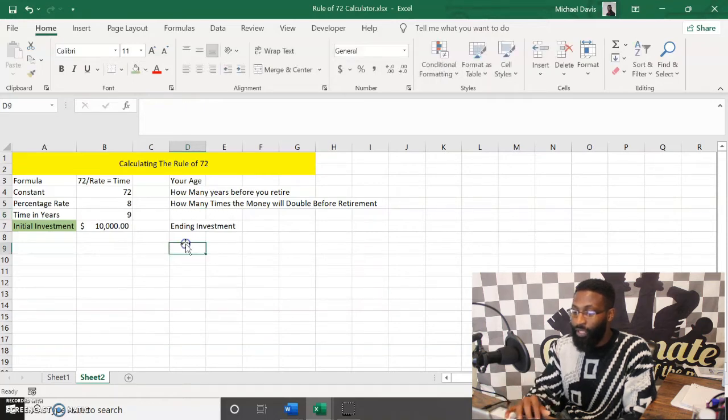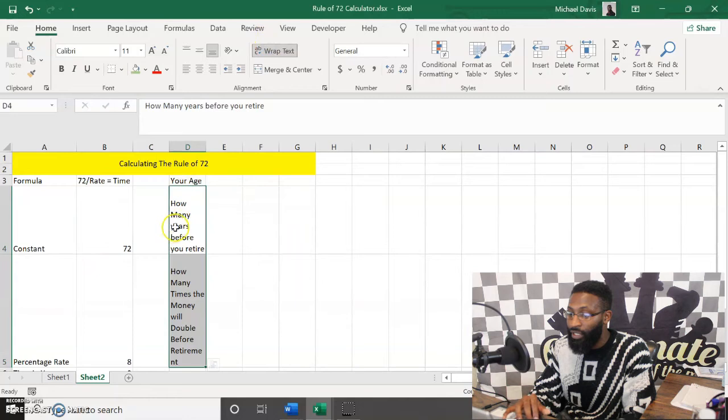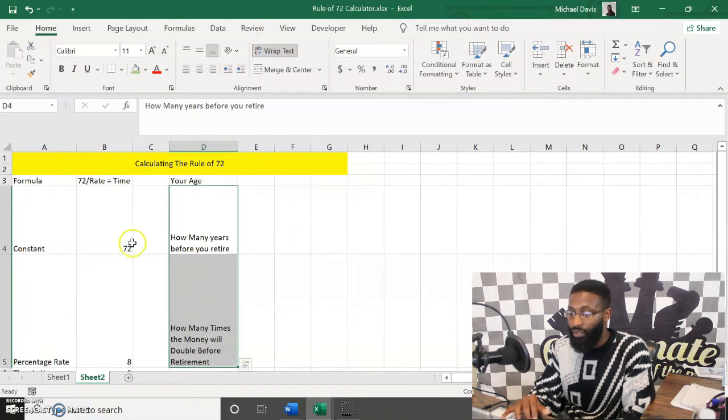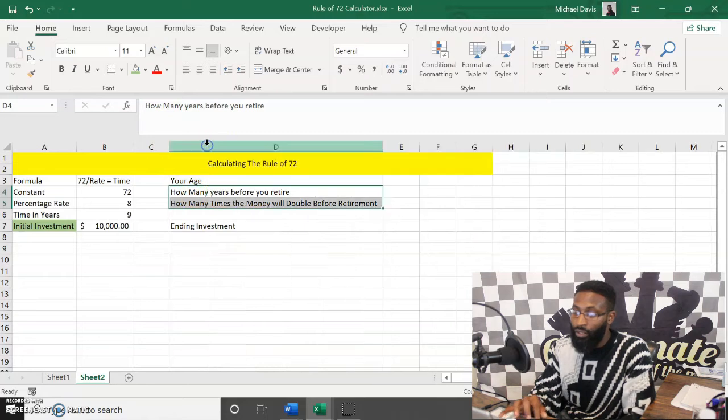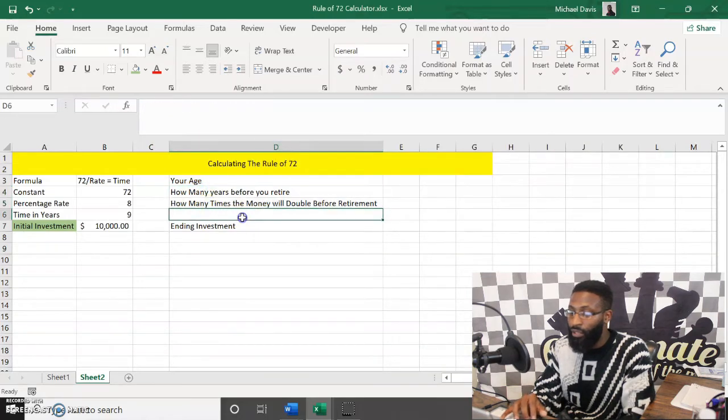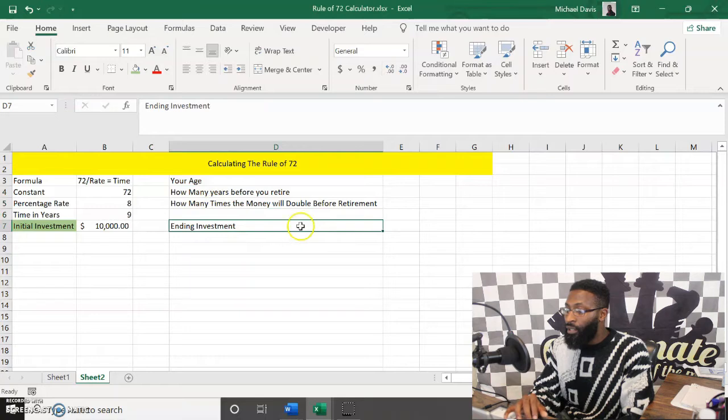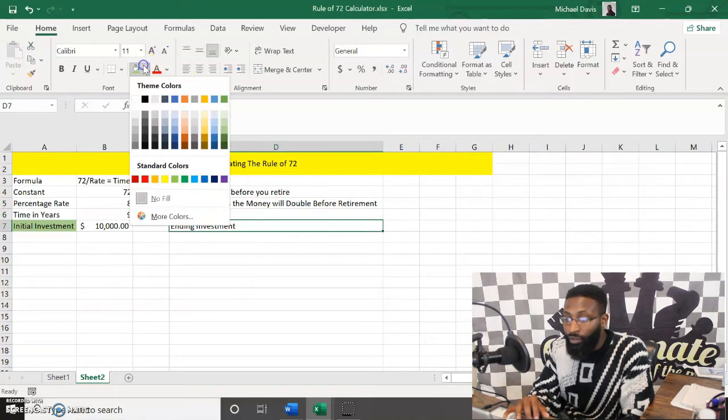I want to give it some space. Put it on the same row. We're going to highlight this, make it wrap text, and we're going to spread this out. I don't like that. Control Z twice. Stretch it out this way. I like that better. Let's make the investment here a darker shade of green. No. Blue.